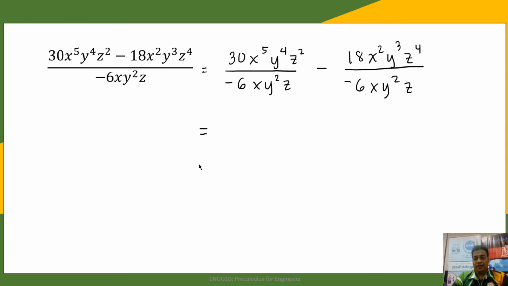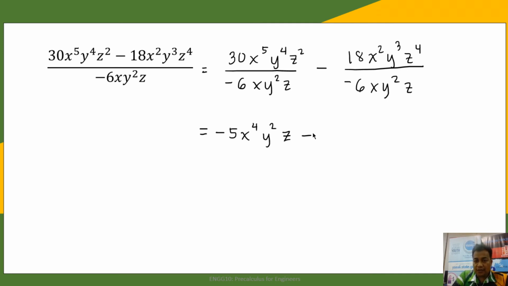Let us simplify these expressions using our knowledge of integer exponents. So 30 divided by negative 6 is negative 5. X raised to 5 divided by x is x raised to 4. Y raised to 4 divided by y squared is y squared. Z squared divided by z is z. We just subtracted their exponents, right?